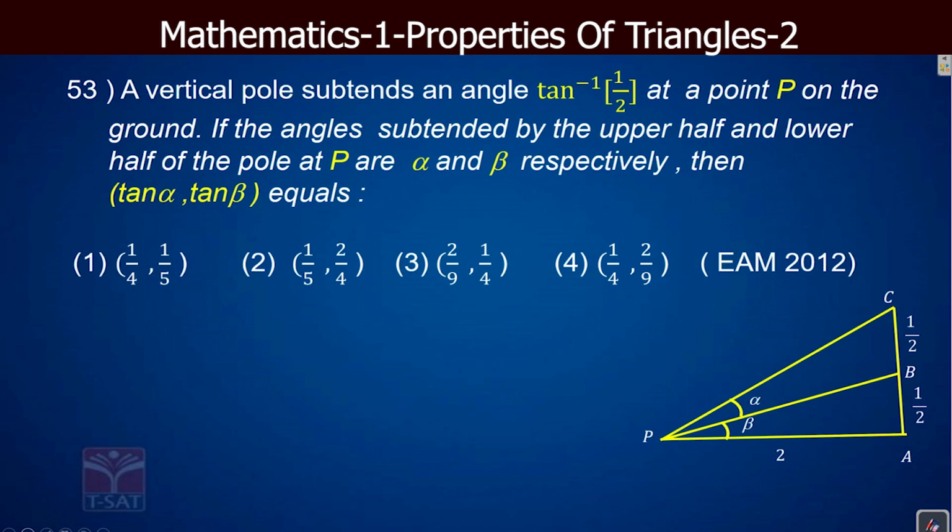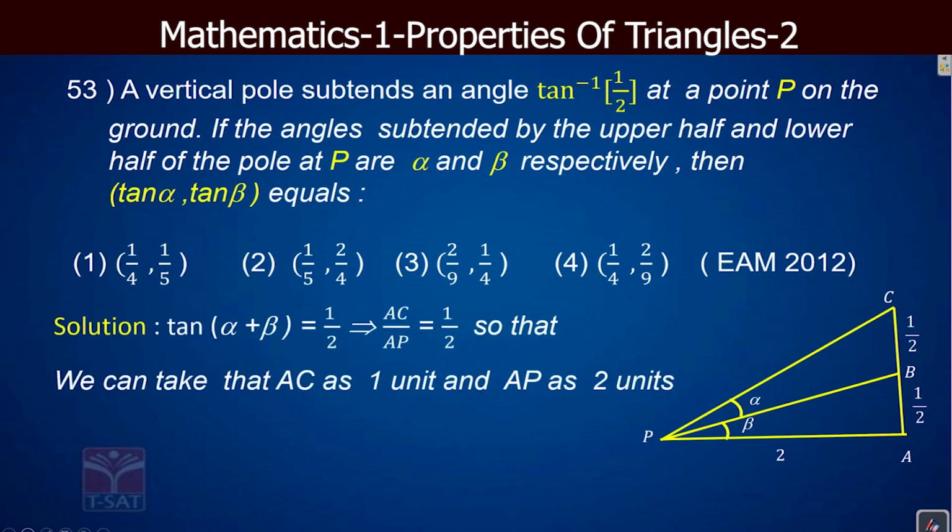So here regarding the problem, tan (alpha plus beta) is given to be half, because AC is the pole and B is the midpoint of AC. So AC by AP is equal to 1 by 2. Tan (alpha plus beta) means AC by AP is equal to 1 by 2.